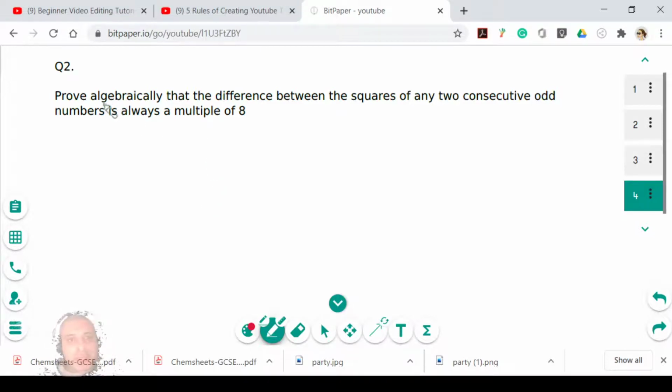Prove algebraically. And again, this does not mean, and I say it all the time, with an example, because an example is not proof, right? That the difference between the squares of any two consecutive odd numbers is always a multiple of 8. Now, I haven't done this before. Well, if I have, I can't remember.